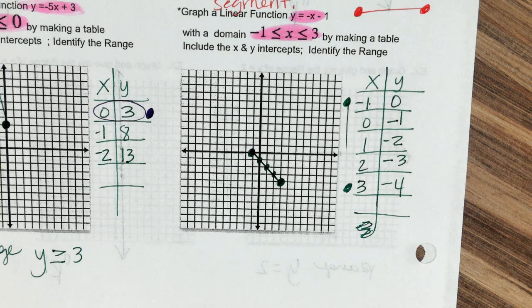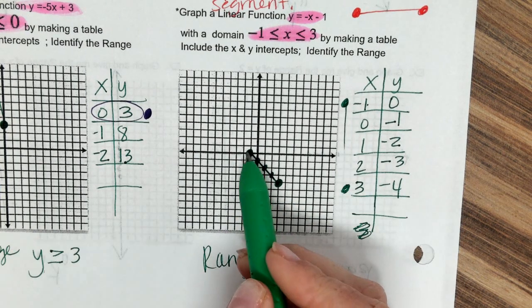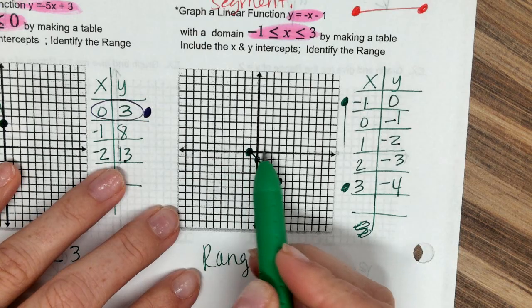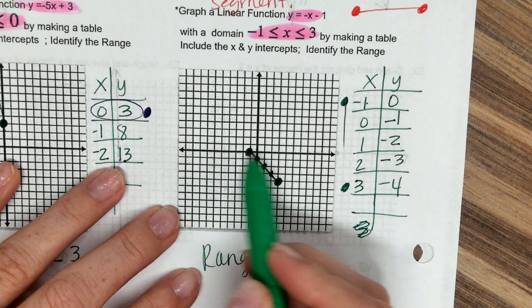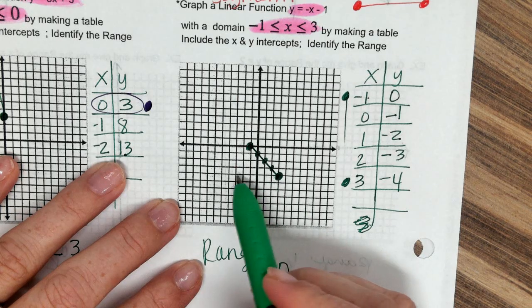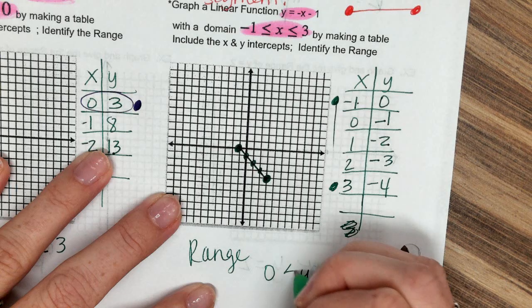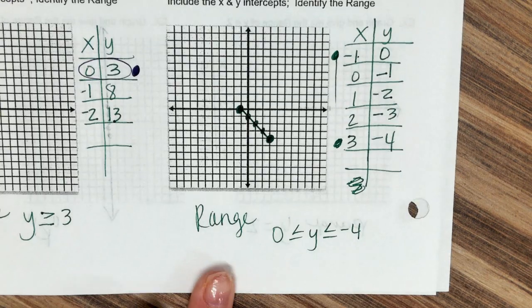We need to identify the range. What does range mean? Lowest to highest. All right, so the range is, what is the highest on the y-axis this is going? 0. What is the lowest on the y-axis this is going? -4. And y is everything between.